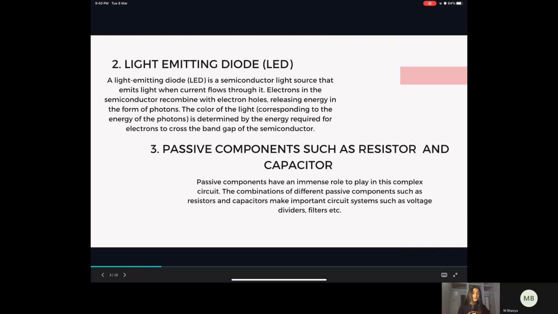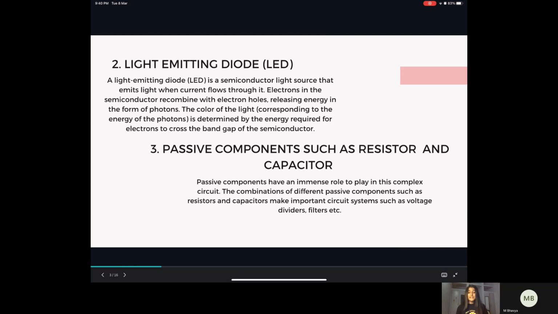The second is the light emitting diode, which is again a semiconductor light source that emits light when current flows through it. Electrons in the semiconductor recombine with the electron holes, releasing energy in the form of photons. The color depends upon the energy required by the electrons to cross the band gap of the semiconductor.